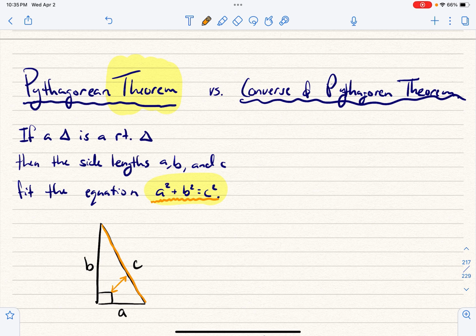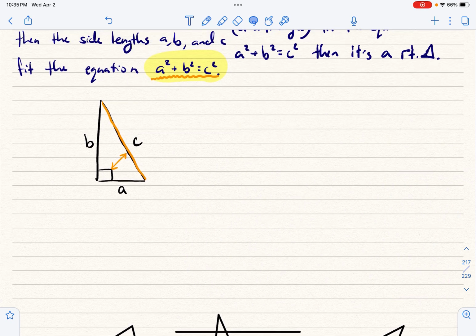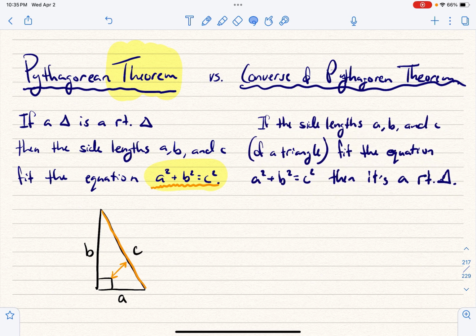Now let's think about what the converse of that would be. You guys are really good at conditionals and converses, and so to spin that around for the converse is not that challenging. The converse is right here. Okay, a little sloppy, but it's still here. And it says if the side lengths A, B, and C of a triangle fit into that equation, a squared plus b squared equals c squared, then it must be a right triangle.